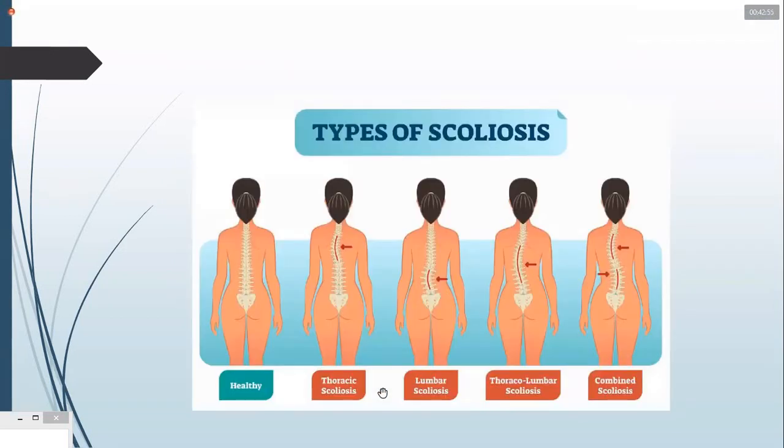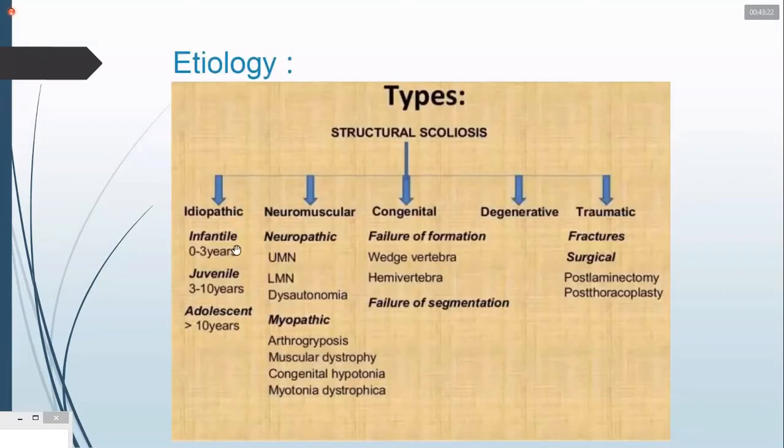Different types of scoliosis. This is the healthy vertebra. We can see thoracic, when there is lateral curvature in the thoracic region, thoracolumbar, lumbar, and thoracolumbar, and combined. Okay, based on the location of the scoliosis. It can be idiopathic, infantile, when seen in 0 to 3 years age, juvenile.